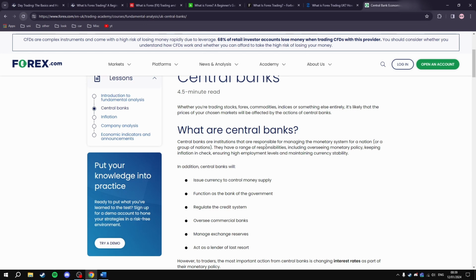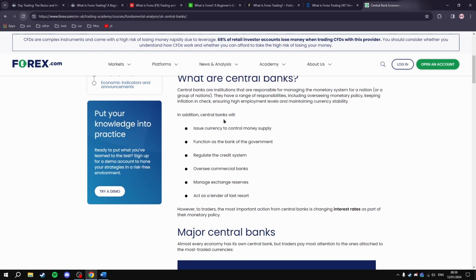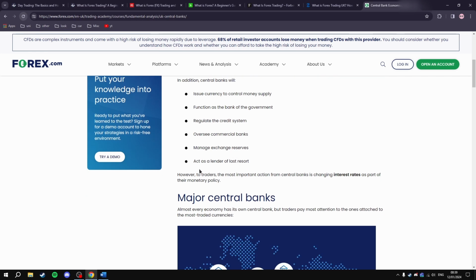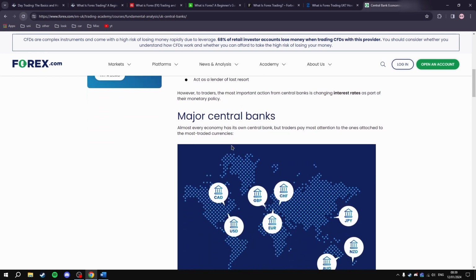They have a range of responsibilities, including overseeing monetary policy, keeping inflation in check, ensuring high employment levels, and maintaining currency stability. In addition, central banks will issue currency to control money supply, function as a bank of the government, regulate the credit system, oversee commercial banks, manage exchange reserves, and act as a lender of last resort. However, to traders, the most important action from central banks is changing interest rates as part of monetary policy.